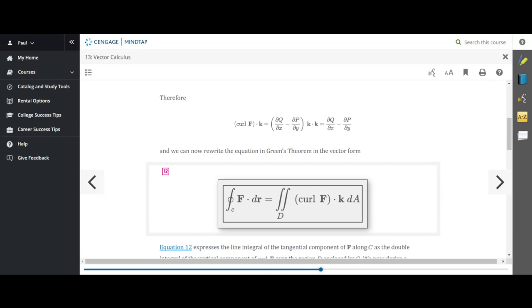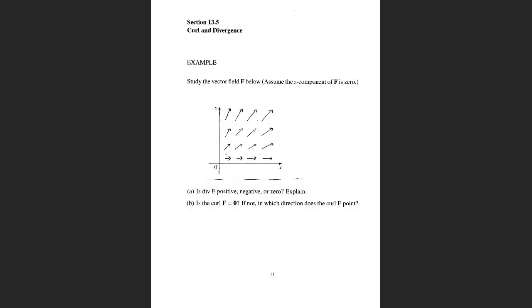Okay, well, let me bring up this nice example here. I'm going to give you a moment to copy this example down, and you should copy down the field too. I would say copy the picture. We're going to talk about divergence and curl in terms of an actual picture of a field here. So let me give you a moment to copy this example down.